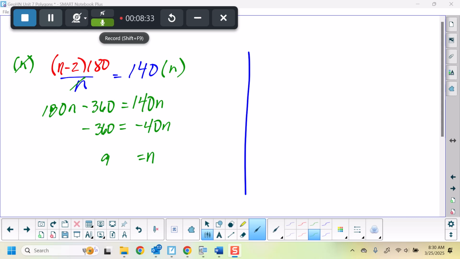I'm going to combine like terms, so I'm going to subtract 180n from each side, and I end up with negative 360 is equal to negative 40n. Be careful of your negatives and make sure you understand those. Dividing each side by negative 40 gives me n has a value of 9. It's a nonagon.